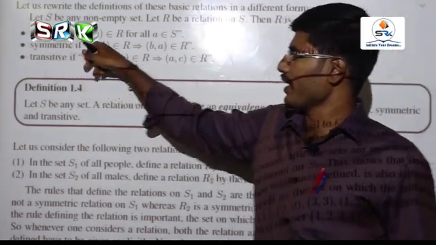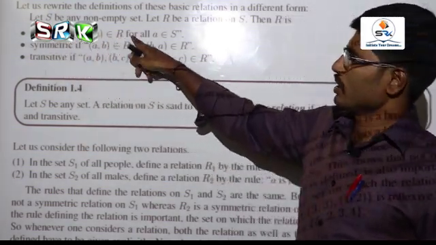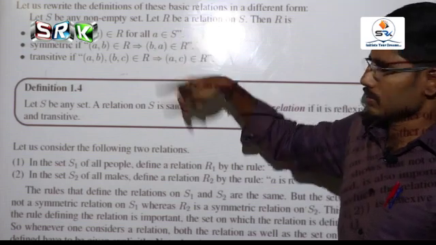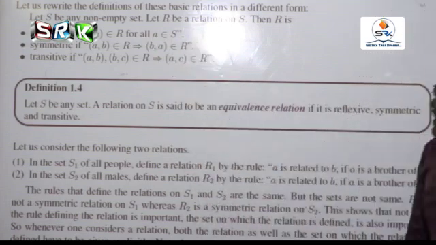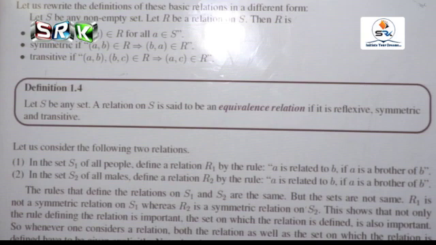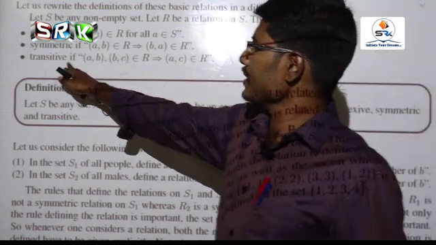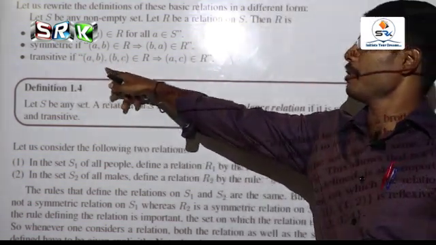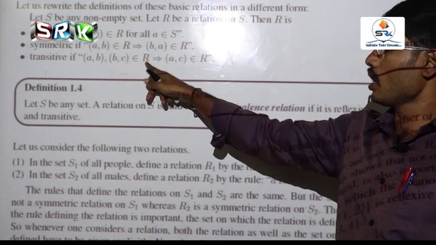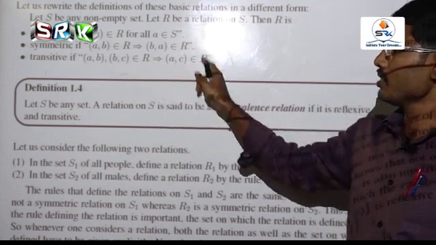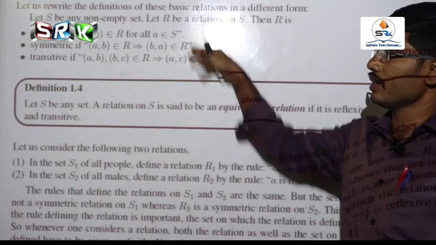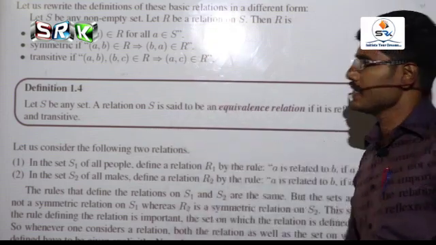R is reflexive if (a, a) belongs to R for all a belonging to S. R is symmetric if (a, b) belongs to R implies (b, a) also belongs to R. R is transitive if (a, b) and (b, c) belong to R, then (a, c) belongs to R. Those are the three types of basic relations.